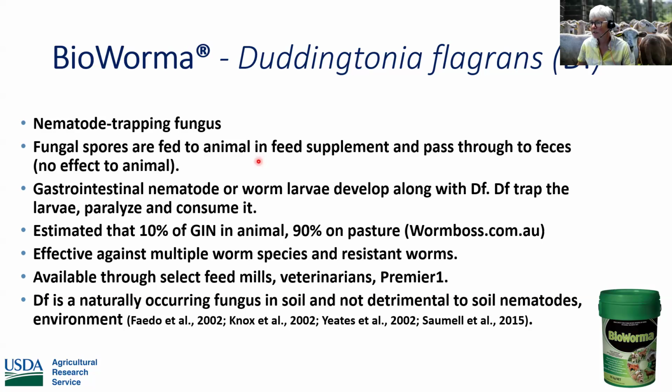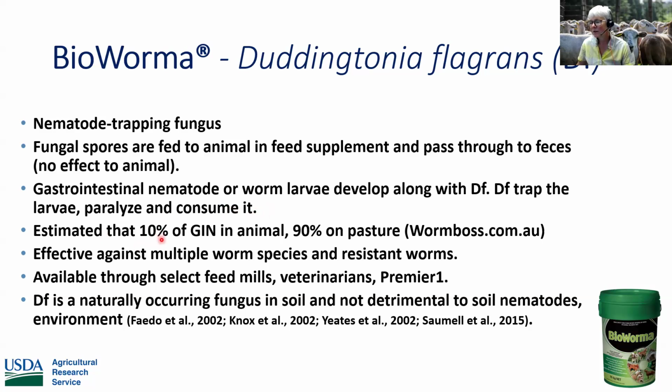So what happens is these fungal spores of this fungus are fed to an animal. The spores are pretty tough. They're meant to withstand harsh environmental conditions, and they can make it through the gut of the animal and pass through in the feces still intact. And then in the moist, wet feces alongside the nematode eggs that hatch, the nematode or worm larvae develop at the same time as the worm trapping fungus. And guess what? They paralyze and consume it.